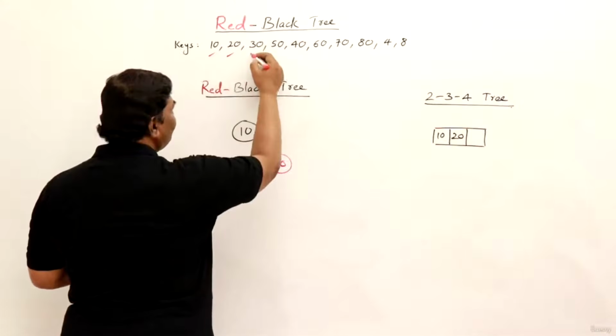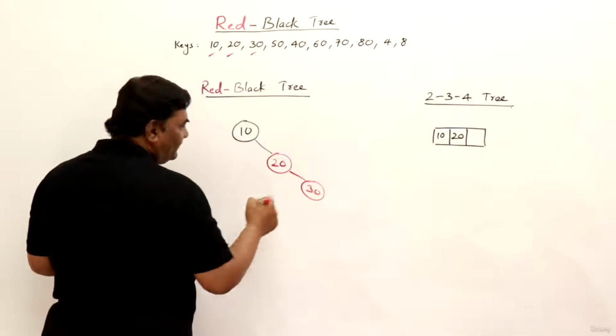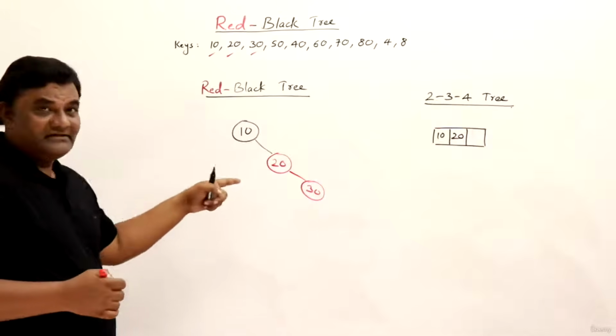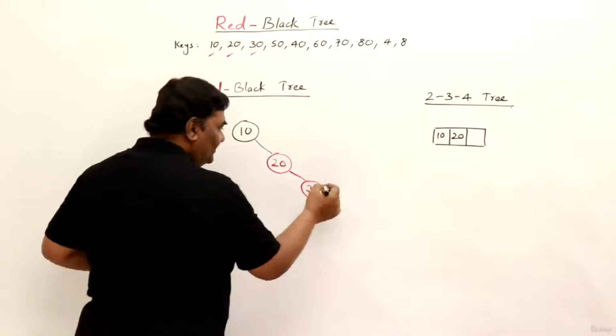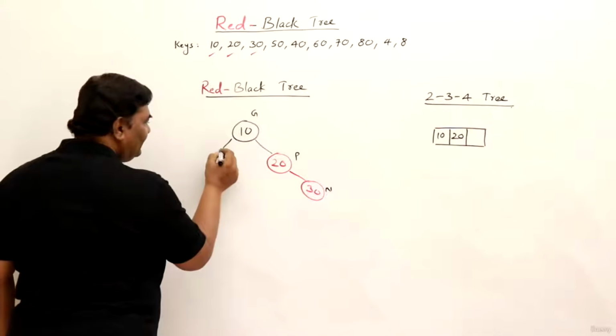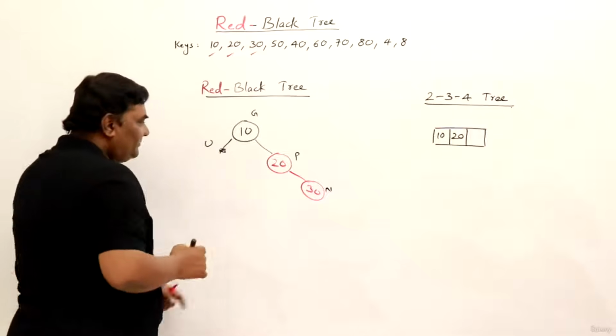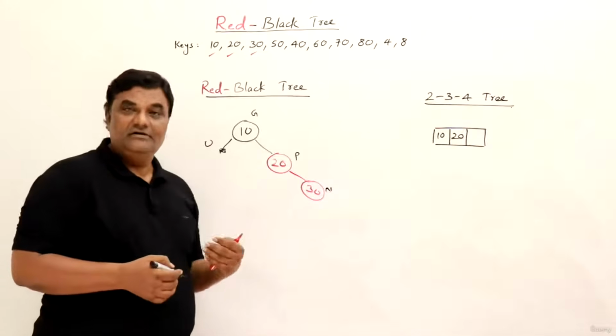Perfect. The next 30. 30 is greater than this one, 30 is greater than this one. So these two we have inserted, 30 I am inserting now. So 30 is inserted here as a red node. Now this is a red conflict. This is a new node, and this is parent, and this is grandparent. This is the uncle. So parent is red but uncle is black. So what to do? Rotate.